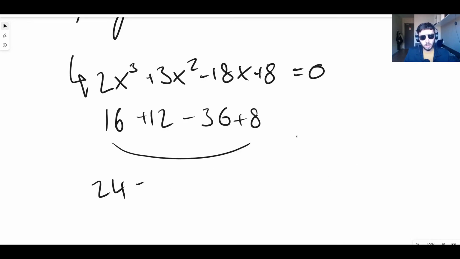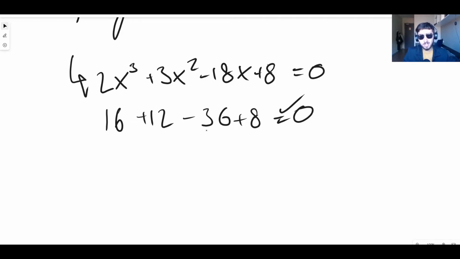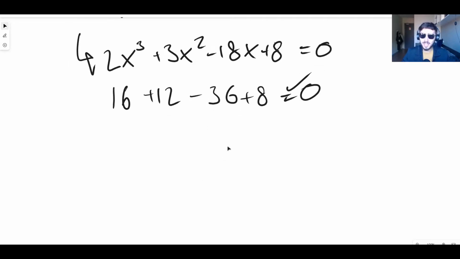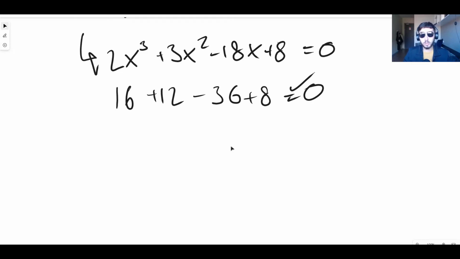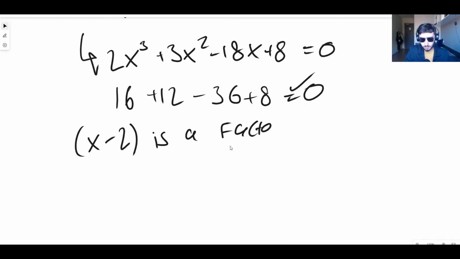So look at that. I probably did that in a more complicated way than needed. 16 plus 12, that gives you 28. Take away 36 gives you minus 8. Plus 8, that gives you 0. That's basically what I said. It's equal to 0. It's right. Yay. So 2 is a root of f of x, which means that x minus 2 is a factor using the factor theorem. That's literally what the factor theorem states.